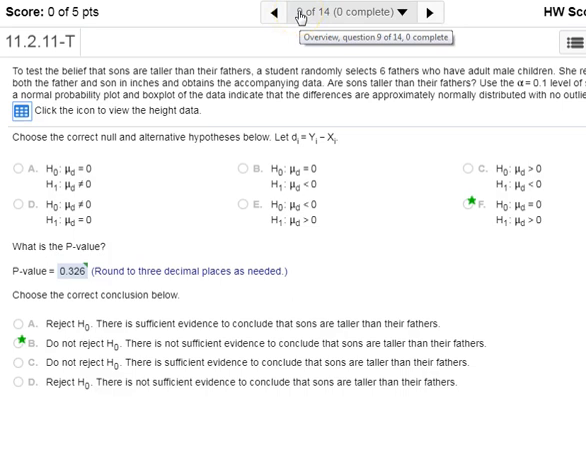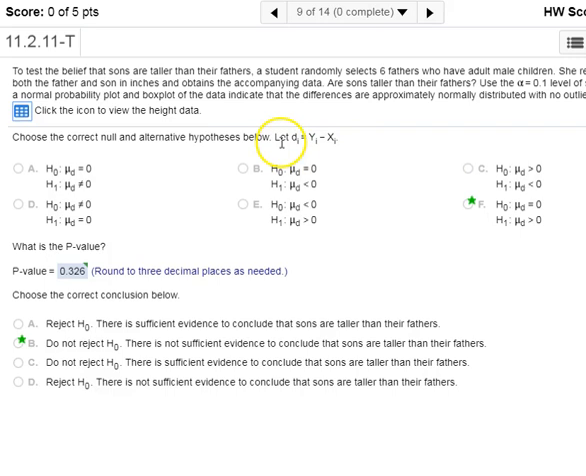For number 9, we're looking at fathers and sons and comparing their height. The belief here is that sons are taller than their fathers. So first we need to think about what our null and our alternative hypothesis will be. Our null is going to be equality again, and there's no difference between the mean heights. So that when you subtract them, we get 0.